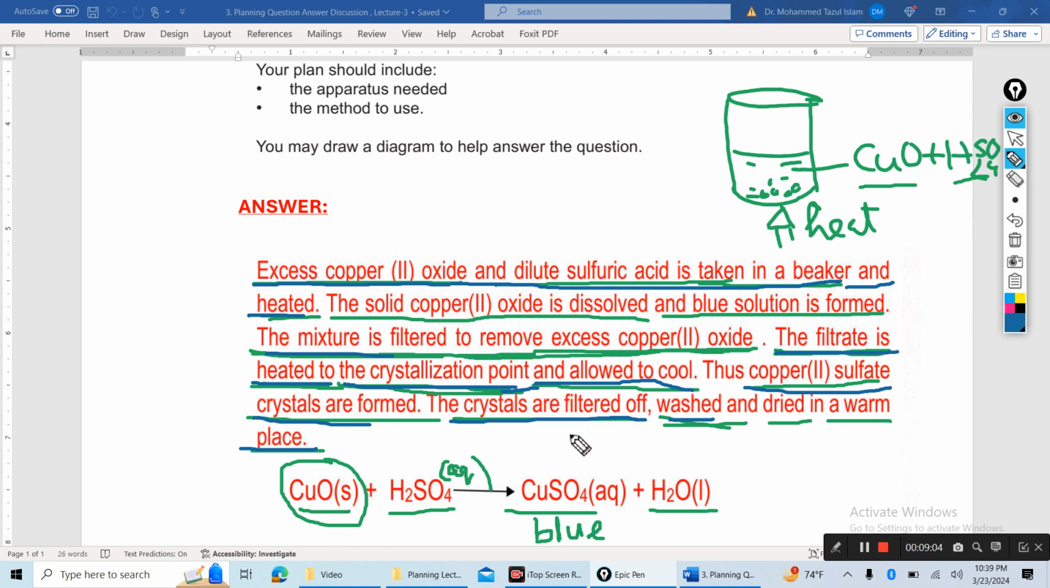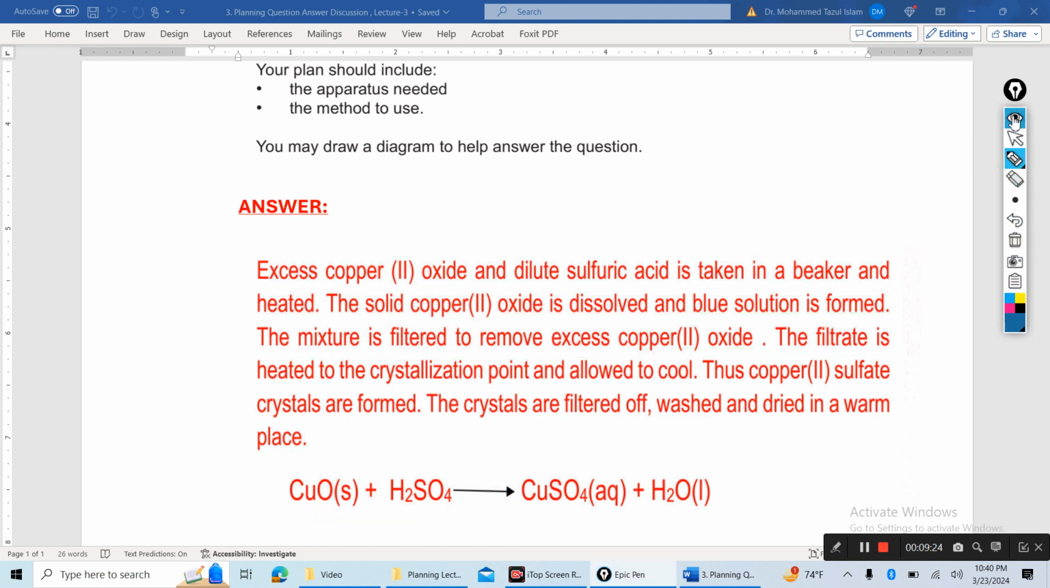So what type of reaction? Copper(II) oxide is a base and sulfuric acid is an acid. This is a neutralization reaction. So this is the method for the preparation of pure copper(II) sulfate crystals from copper(II) oxide and sulfuric acid.